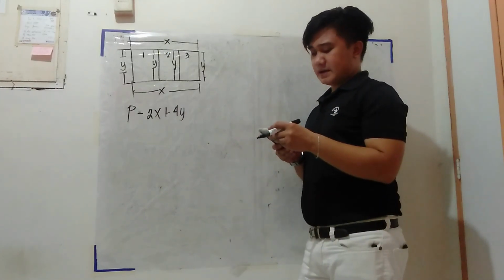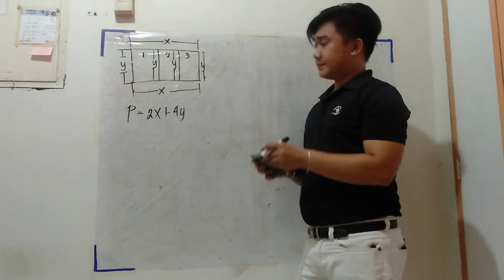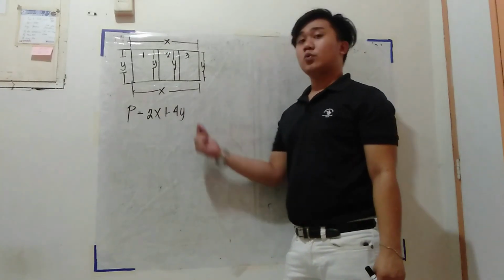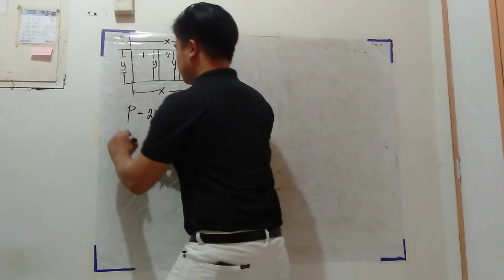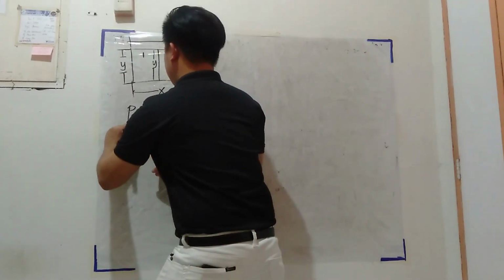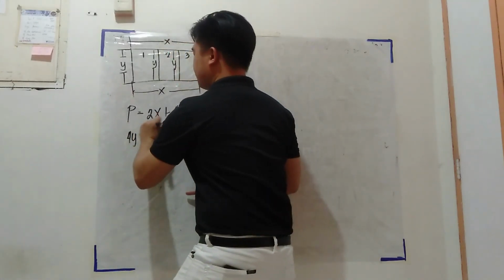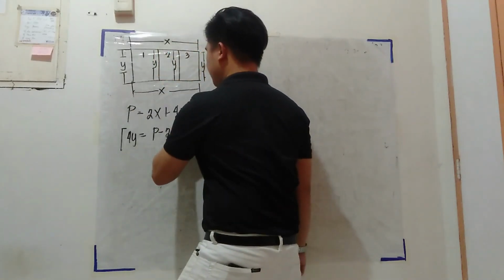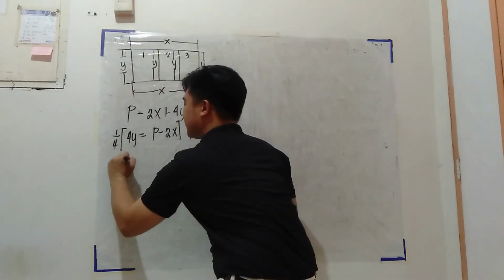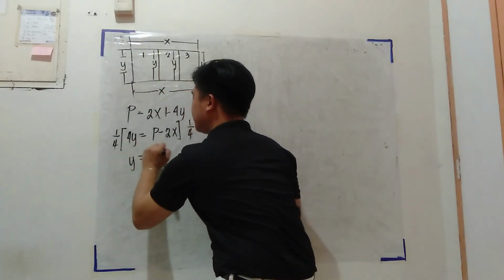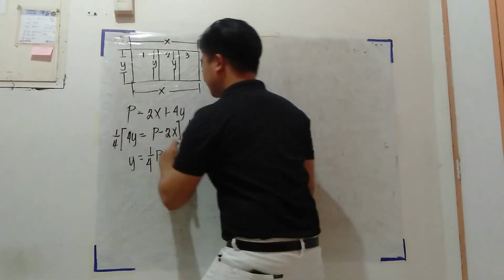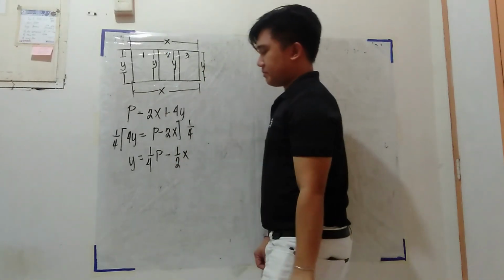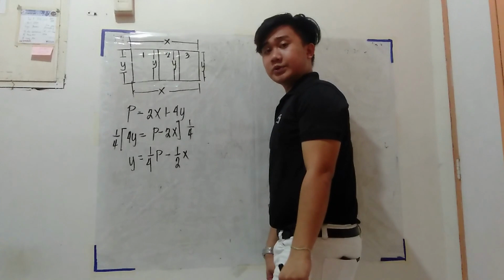May sinabi pa ba sa problem? Okay, wala naman. Ang pinapanap sa atin lang ay gaano dapat kalapad ang x tsaka y. Okay? So, let's say, 4y is equal to P minus 2x. Para maging y lang yun, multiply ko both sides into 1/4. So, this will become y is equal to 1/4 ng perimeter minus 2 times 1/4, that is 1/2 x. Okay? So, na-express na natin yan into one variable kapag kinuha natin ang area.